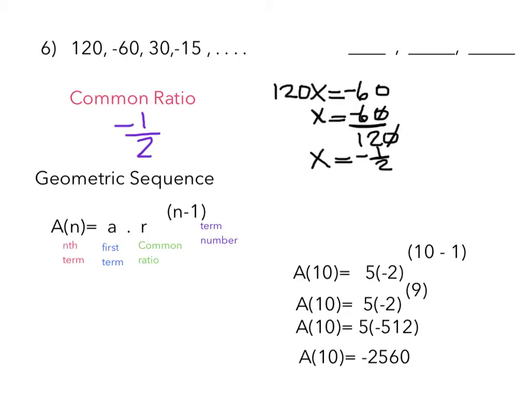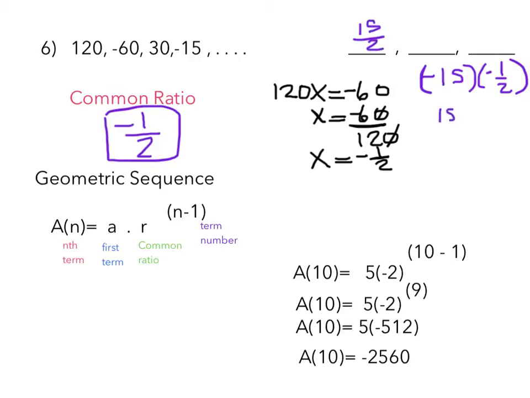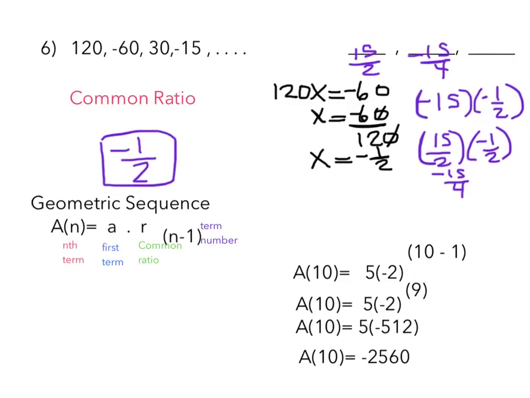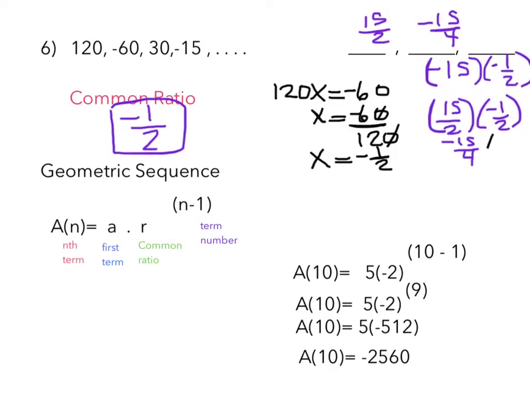Negative. So if I'm expecting the other numbers here, I will have to, let me erase these so that I can have space. No, it doesn't let me erase. So let me see. The next one, I have a minus 15. Minus 15 times negative 1/2 should give me 15/2. And 15/2 times negative 1/2 gives me negative 15/4. And the next one will be negative 15/4 times negative 1/2, which will give me 15/8 positive.